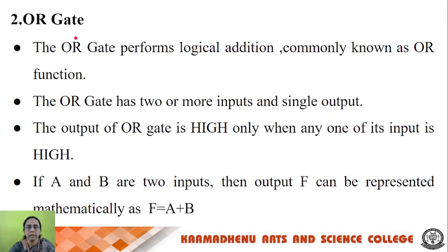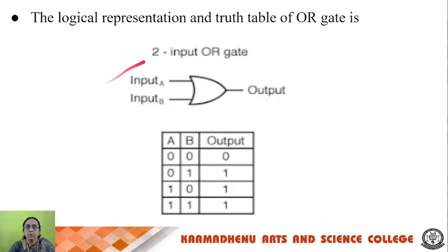Next one is OR gate. The OR gate performs logical addition, commonly known as the OR function. The OR gate has two or more inputs and a single output. The output of an OR gate is high when any one of the inputs is high. If A and B are two inputs, then the output can be represented as F equal to A plus B, because the OR gate performs logical addition. So this is the logical representation of the OR gate.